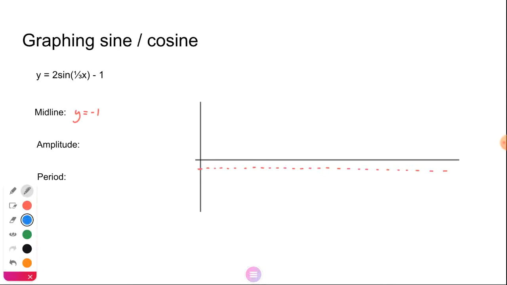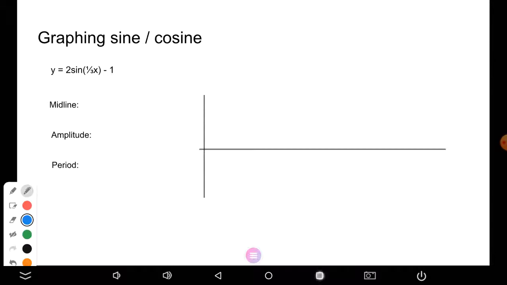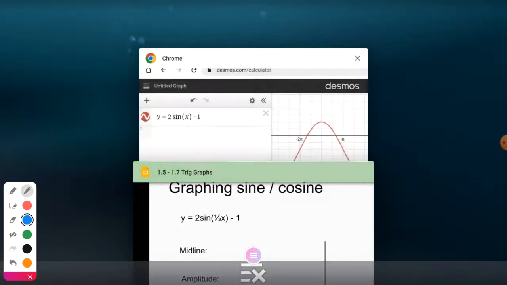Your amplitude, I don't think we've looked at that in an equation yet, so let's go ahead and go into Desmos. So let me go back to Desmos. I already typed it in.